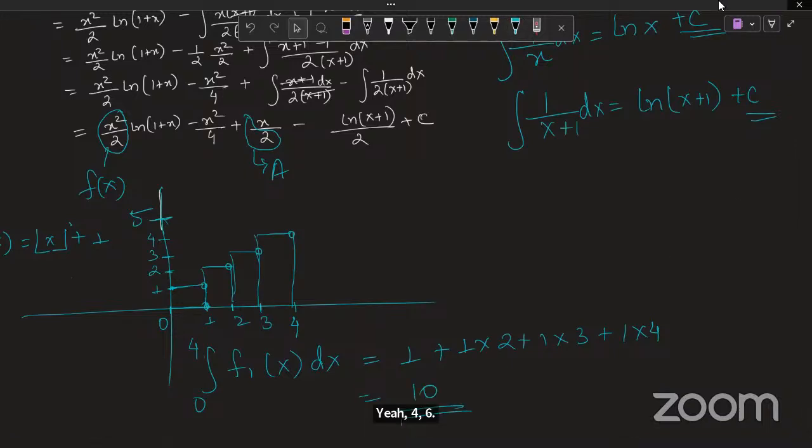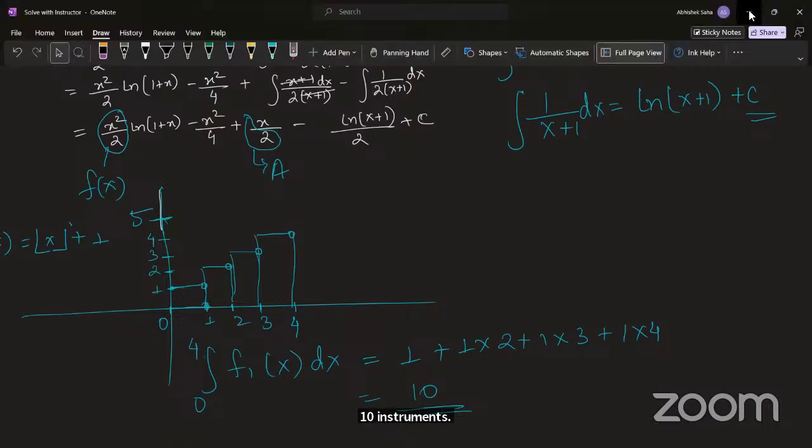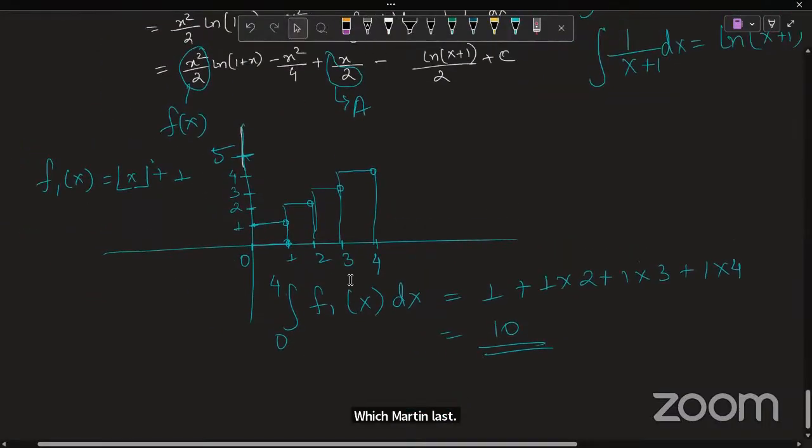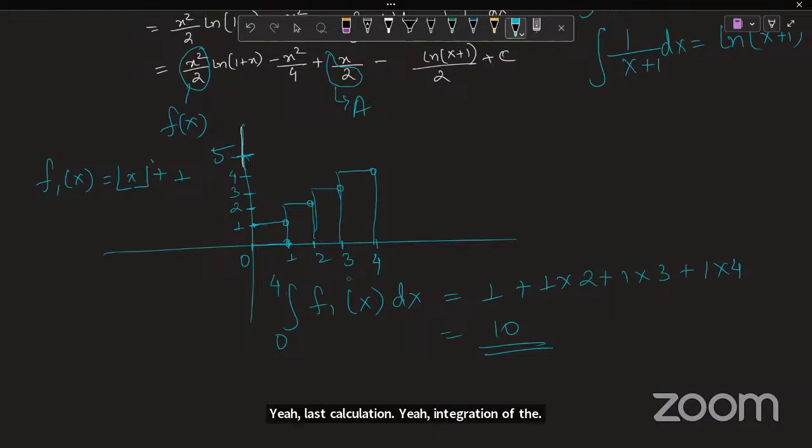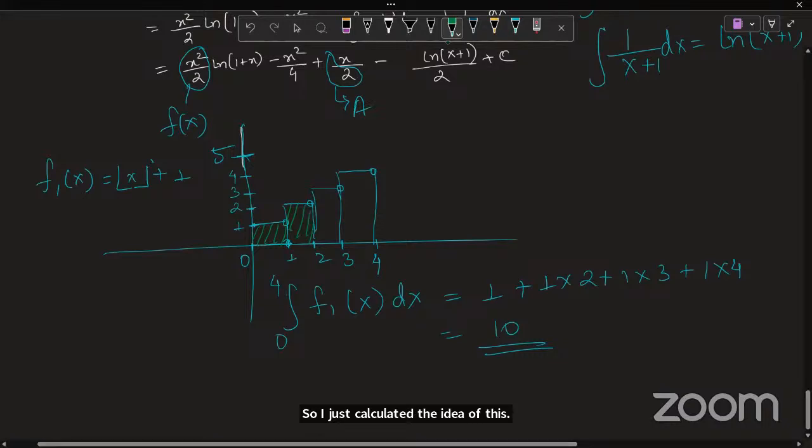Okay, is this the correct answer or not? Yes, sir. Sir, how did you do this step? Which part? The last calculation, integration of f1. I just wrote it. What is integration? Integration is a summation of the areas, right? So I just calculated the area of this area, this area, this area, and this area, and wrote the summation of these here.